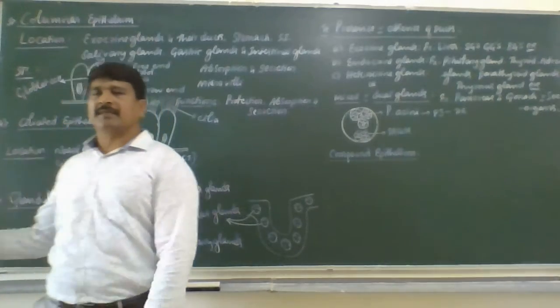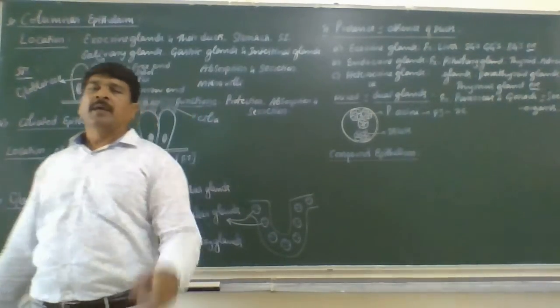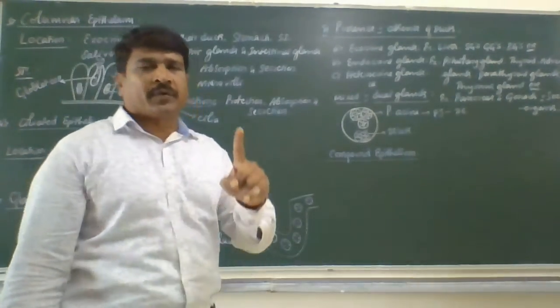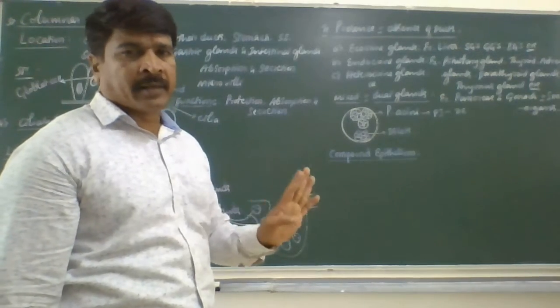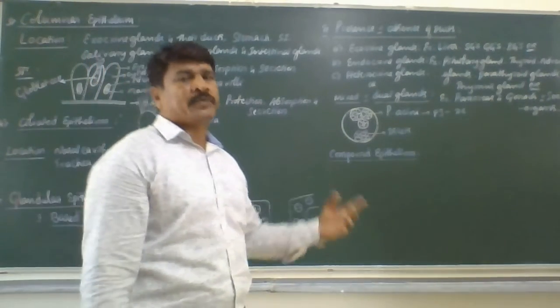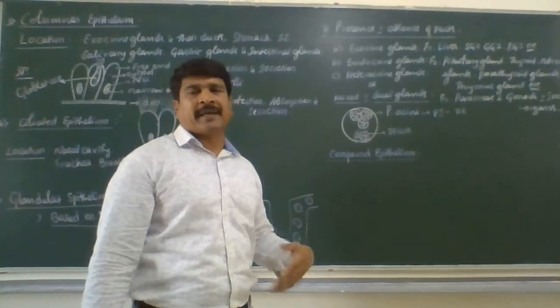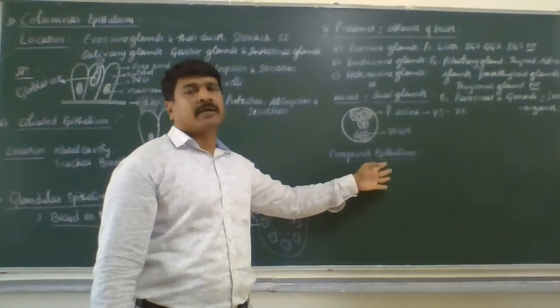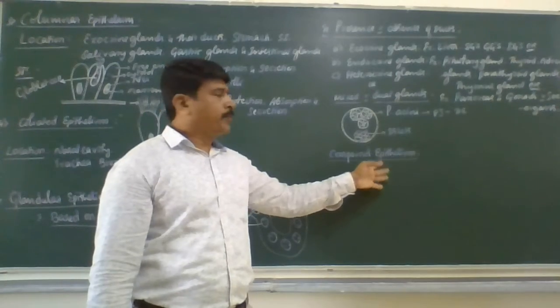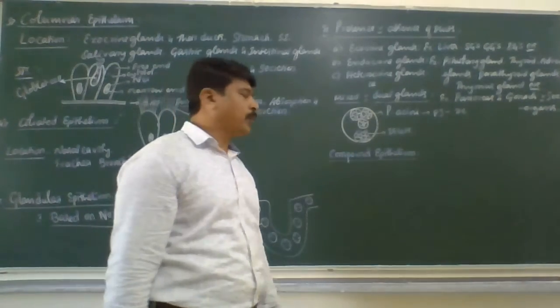What we have discussed in the last class for simple epithelium: if the epithelium consists of only one layer of cells, correct? Simple epithelium. Now the opposite is compound epithelium. If the epithelium consists of many layers of cells, it is called compound epithelium.